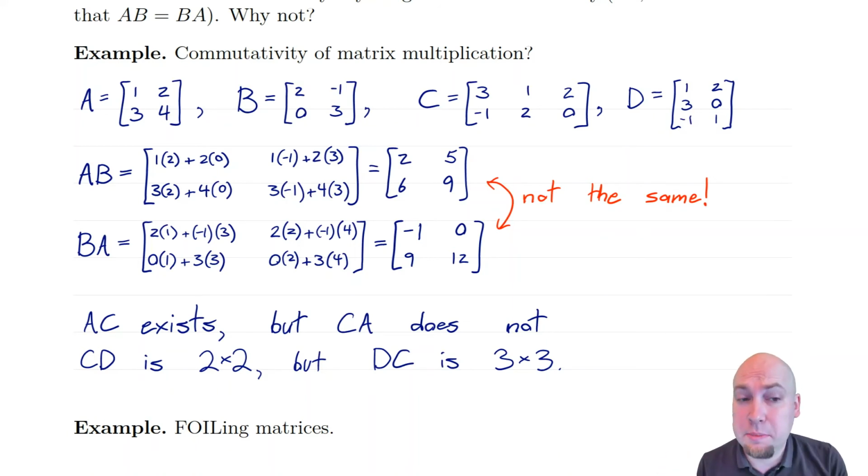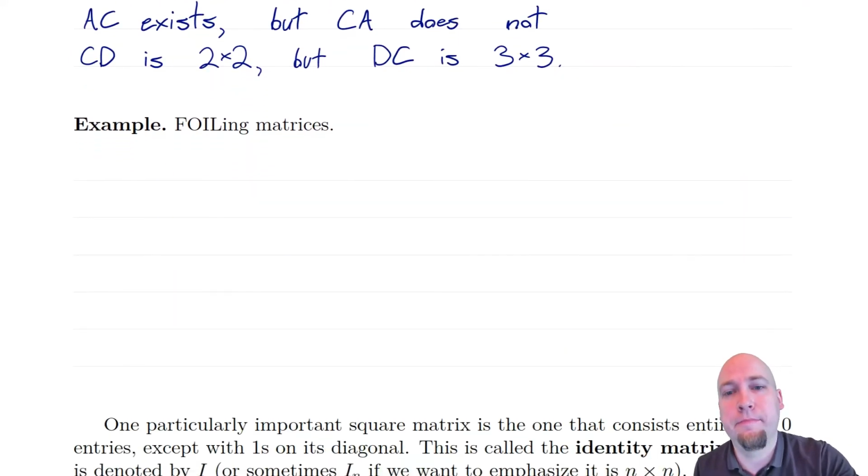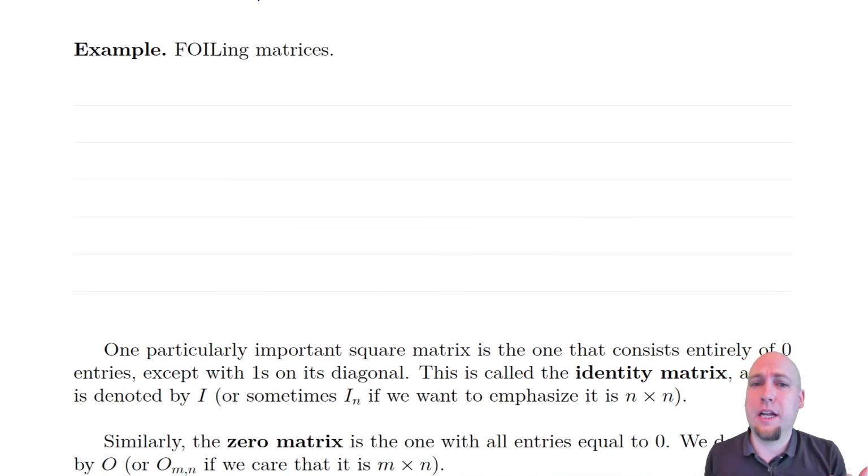Okay, so matrix multiplication is very, very not commutative, okay? And we'll come back in a couple lectures and talk more about why that is. All right, for now though, let's think about a couple of consequences of this non-commutativity and focus a little bit on why we have to be careful with this.